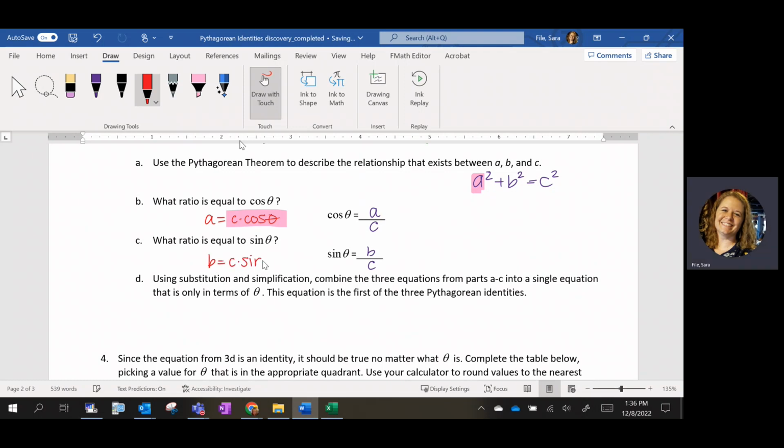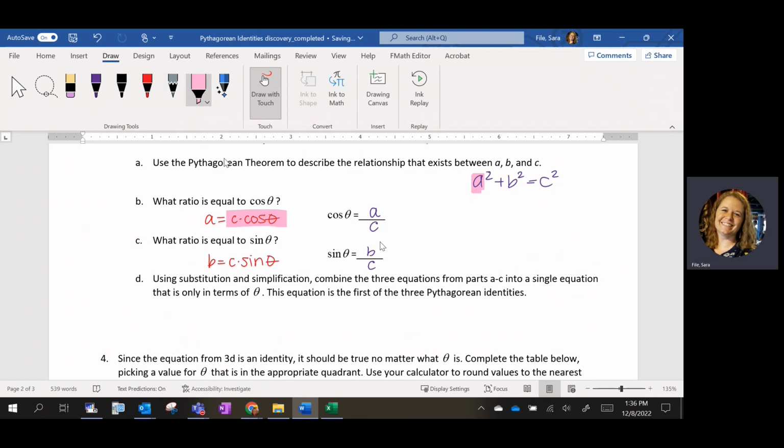C times sine of theta. I just multiply the C over to the other side. That's what I was trying to get you the connection to, what we were doing at the beginning of class, when I was saying I can rearrange things and it's still true. So I can move this C over to the other side and this equation is still true.